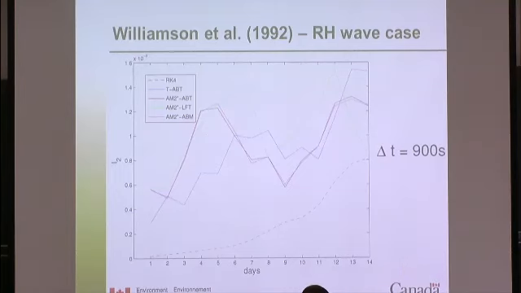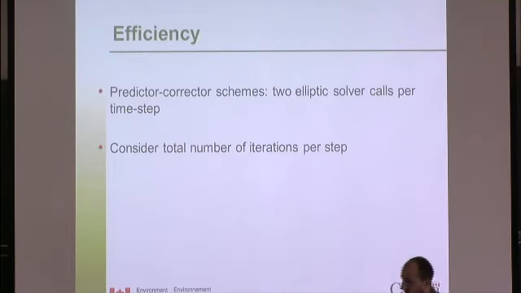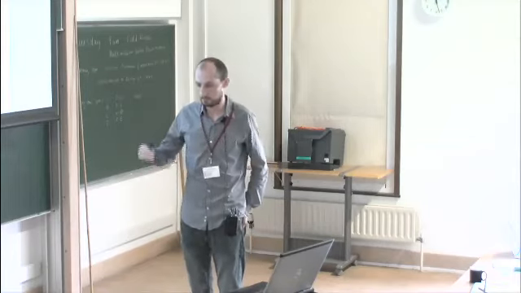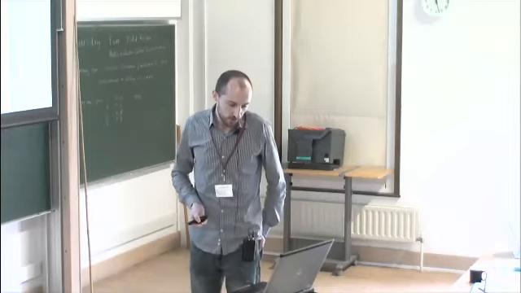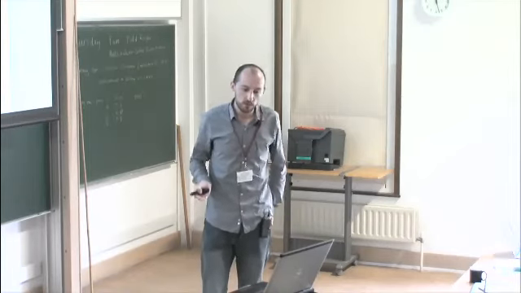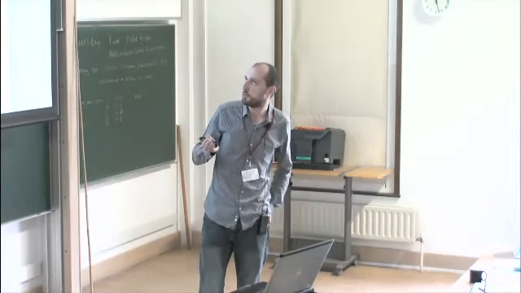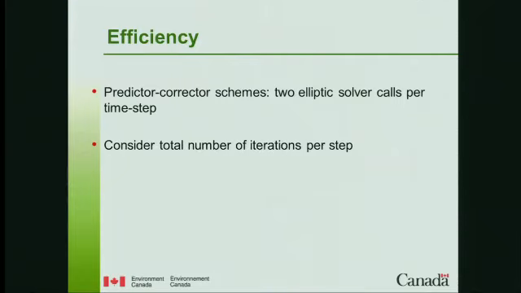Okay, so of course there should be a catch. Now we look at efficiency. Because we're using a two-stage predictor corrector, we have two elliptic equations, two Helmholtz equations to solve each time step, as opposed to just one for the semi-implicit. As I said, we're using an iterative scheme. So I'm going to plot this for the mountain case at the 600 second step. We plot the total number of iterations at each time step to give us some kind of measure of efficiency or cost.